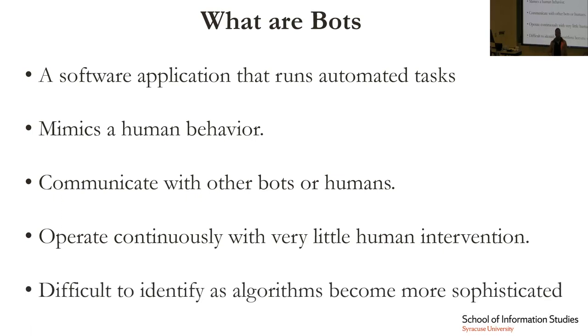Now, it's also very difficult to identify because some of these algorithms become more sophisticated. I'll give you an example. Back in the day, one of the signatures of a bot is that it works all around the clock, 24 hours, right? But right now, they have evolved to a point where they can mimic the human wake-sleep cycle. So basically, it says, hey, it's 6 o'clock, I'm going to bed, I'm not going to respond to anything until it's 9 o'clock in the morning, right? This is one of the ways that you can actually capture bots.